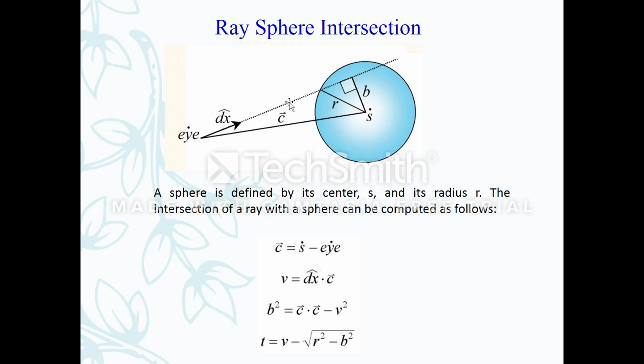Dx cap into C cap. Here B square equals C square minus C dot C minus V square, following the Pythagoras algorithm. Then we can get T equals V minus R square minus P square. R square minus B square equals 0 when the ray is tangent to the sphere, so that R equals B.